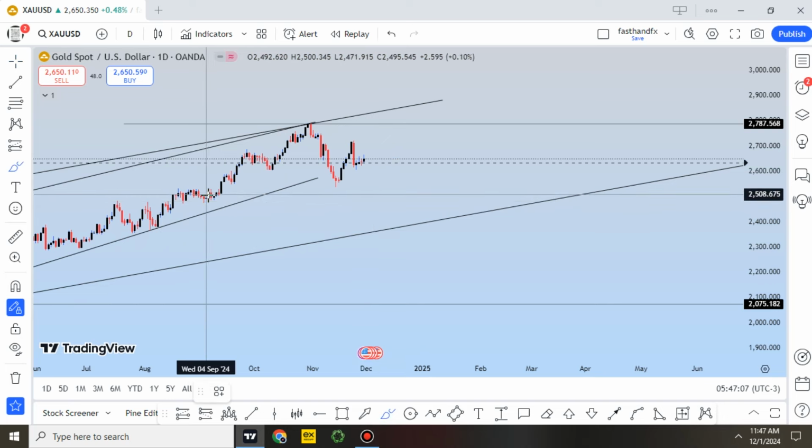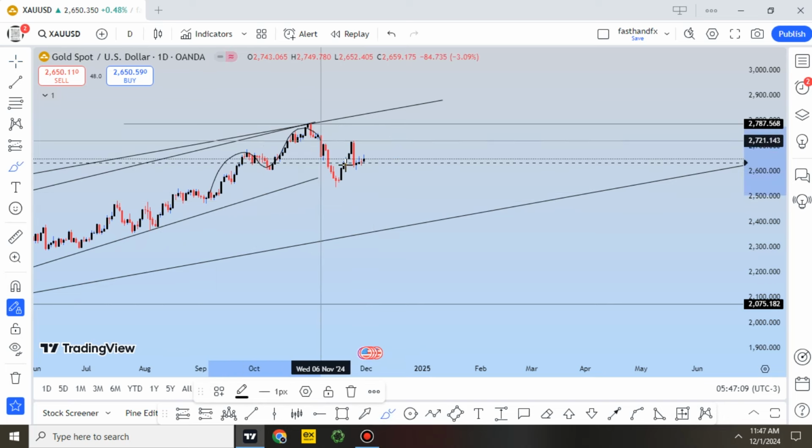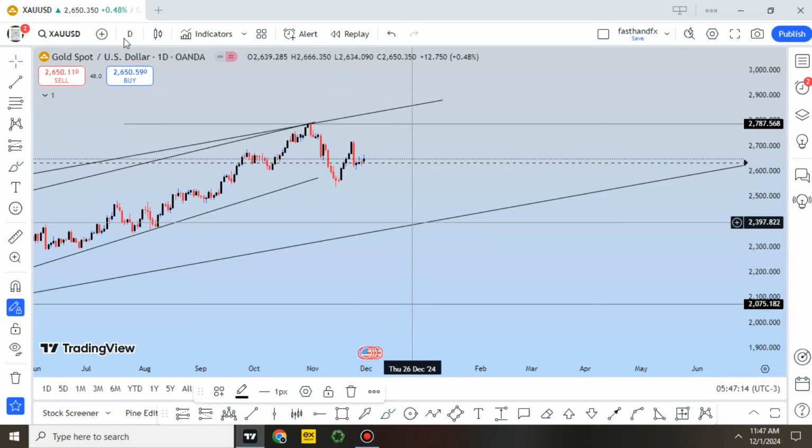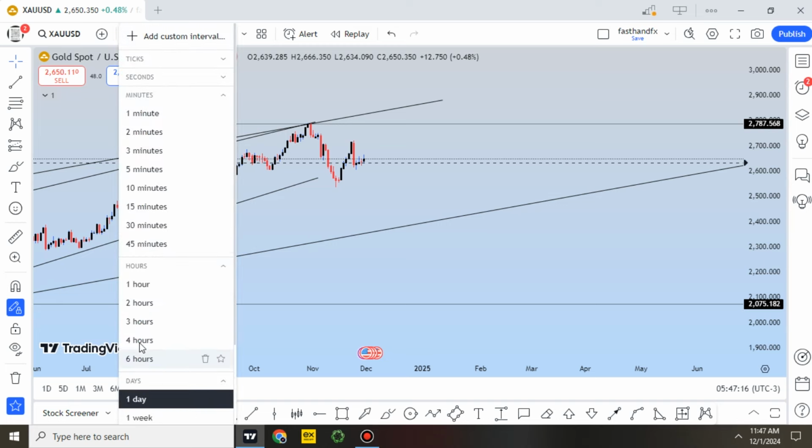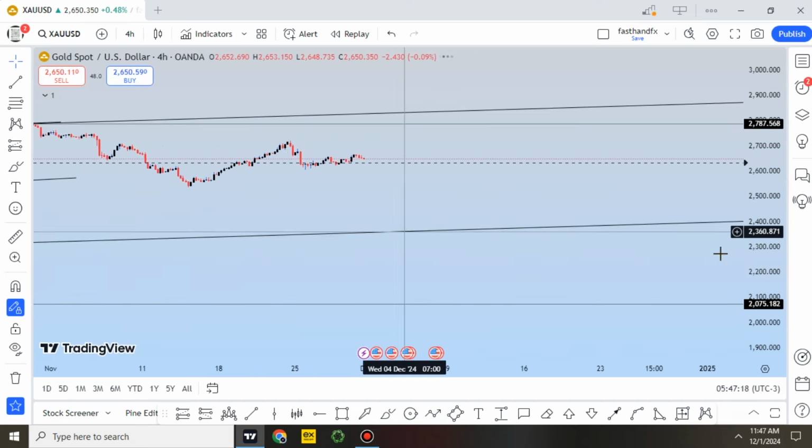But at the same time, you might call this a left shoulder right there, ahead. Gold is kind of giving us a right shoulder right there. Possibilities. Let's hit the H4 and understand what gold is trying to do, right?